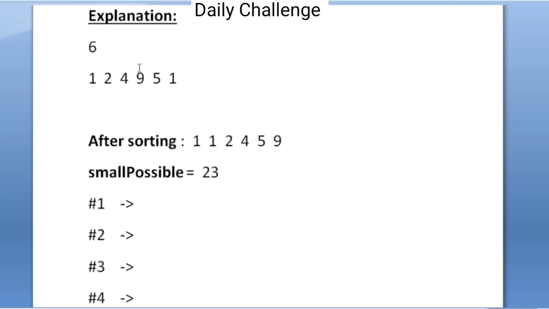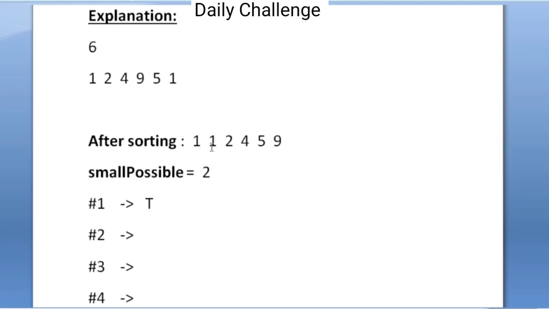So let us consider this is our input, and after sorting, the array would look like this. Now we are going to loop through the array. Initially the smallest possible would be 1. In the first iteration, the loop would be comparing this element with the smallest possible. So 1 is less than or equal to 1, so this condition is true. And whenever the condition is satisfied, the smallest possible is updated with smallest possible plus the array value at that index. So 1 plus 1 would be 2.